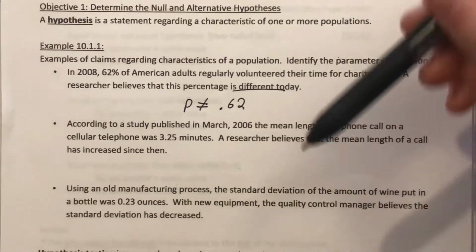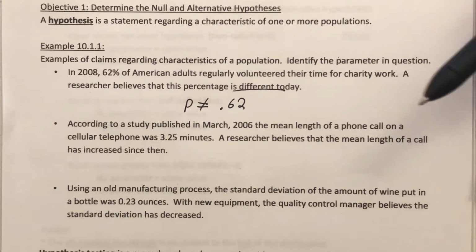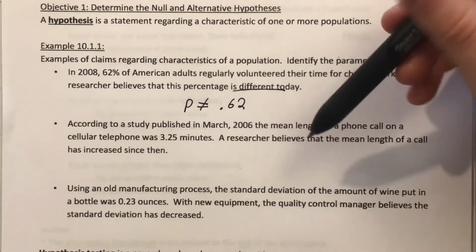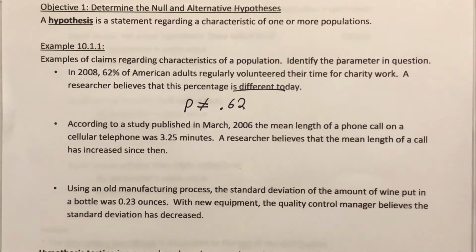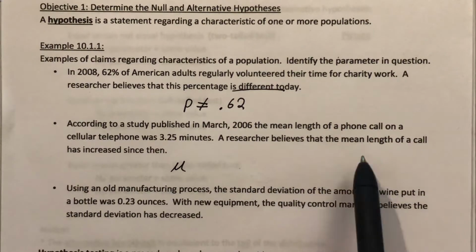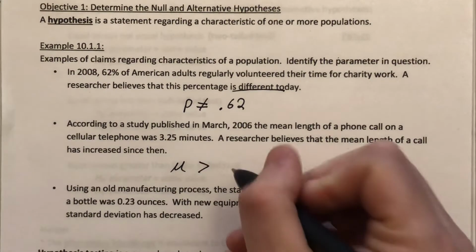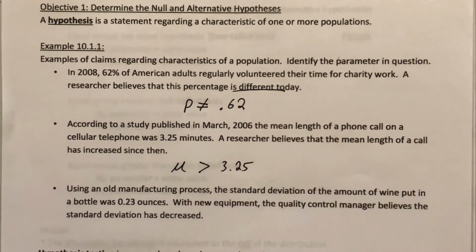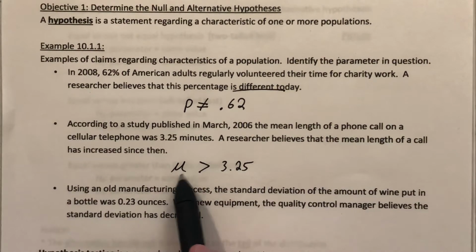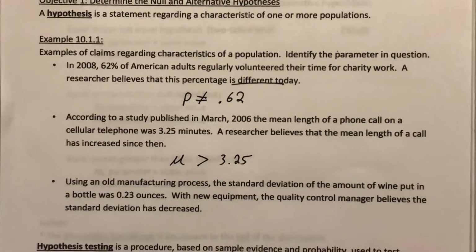Let's look at the next one. According to a study in 2006, the mean length of a phone call on a cell phone was 3.25 minutes. A researcher believes the mean length of call has increased since then. All right, so now we see the word mean a couple times, so it's pretty obvious we're talking about a population mean. So our symbol for that is mu. But the researcher believes the mean length has increased, which means they think the mean is now bigger, larger than, right? Greater than that 3.25. So that's a different kind of parameter, a different kind of inequality symbol being used to describe the theory, the current possible scenario.